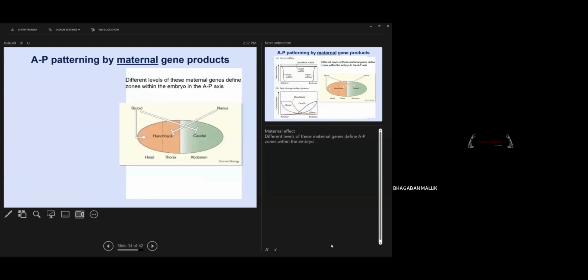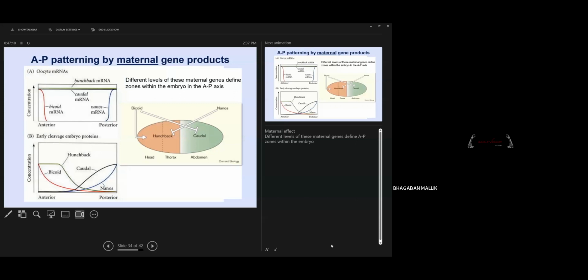So here again these are the anterior specific genes, that is bicoid or hunchback, and you have caudal and nanos. These define the posterior specificity, and these are the maternal gene products, carried over from the mother, from the female Drosophila.